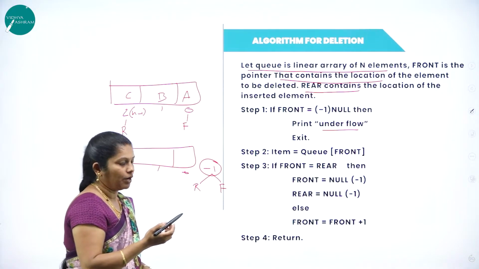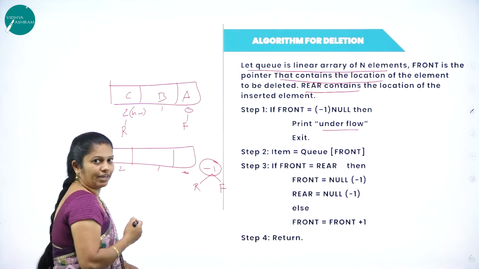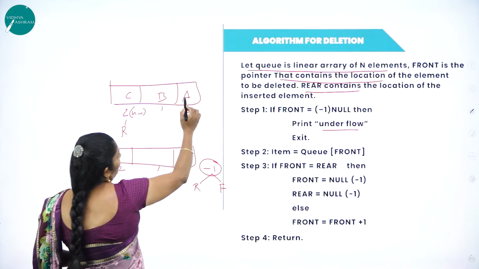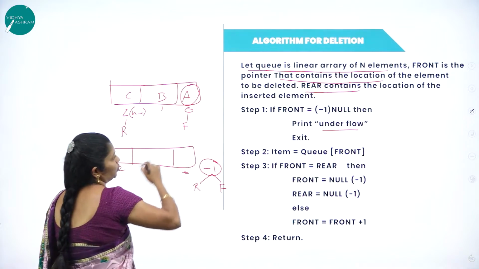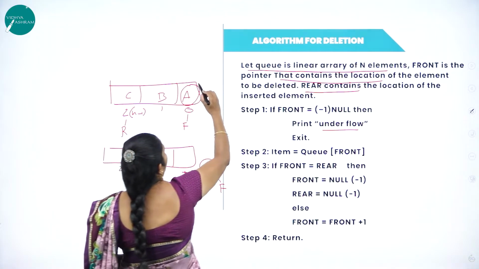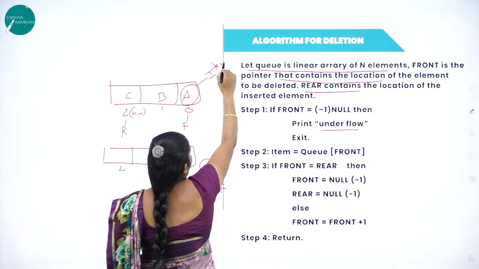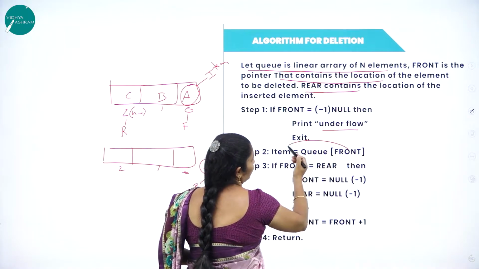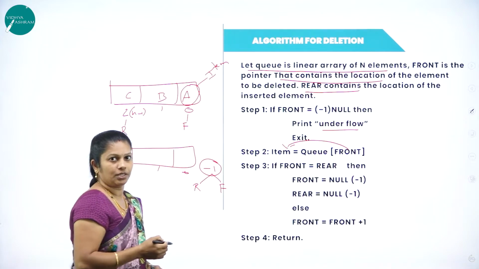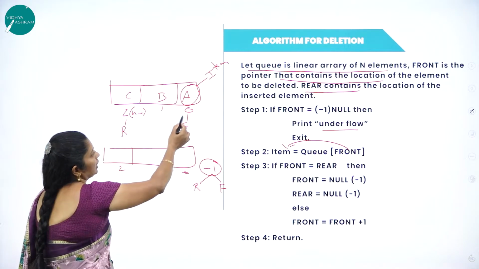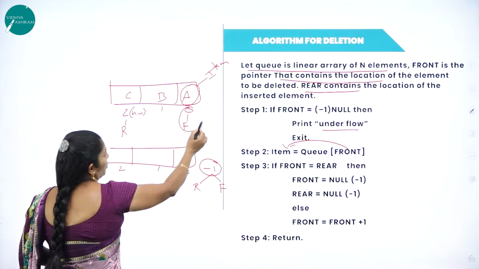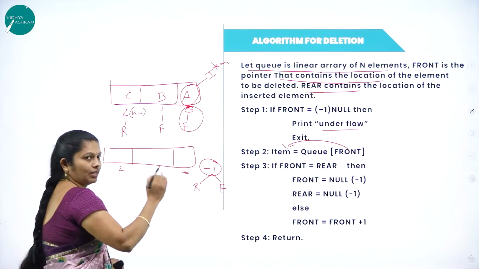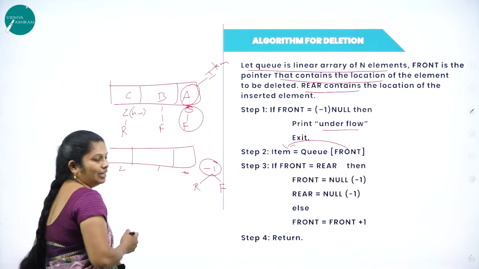Otherwise, whichever element is in the front position, that element we have to remove. See, in this example, first in the front position, we have A. That element we will move to item. That is, whatever is in the queue front, that we will move to item. Once we have moved, in the next case, the 0 represents front. Now this F represents 1 here. It has to remove the next element.